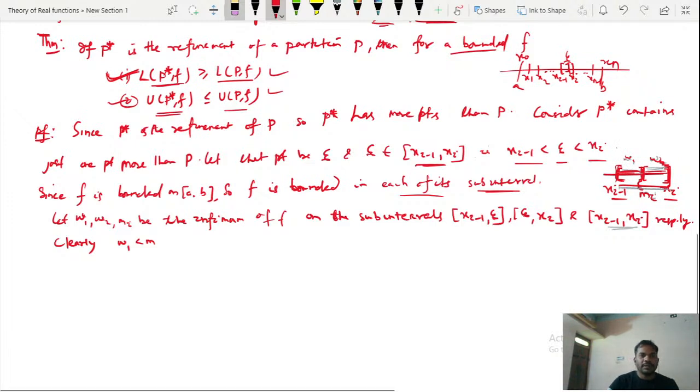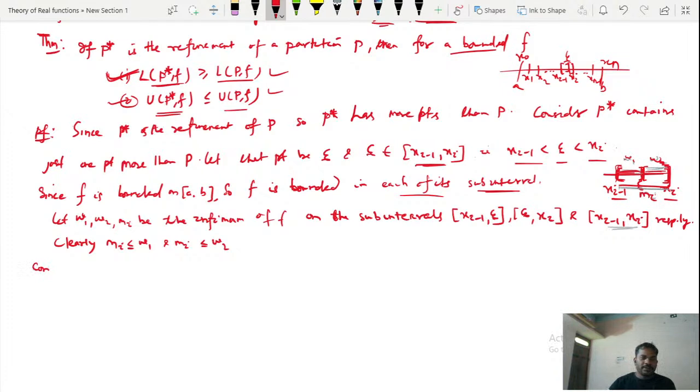So we can write mi is less than w1 and mi is less than or equal to w2, since mi is the infimum in the whole interval. Okay, so this thing can be written.